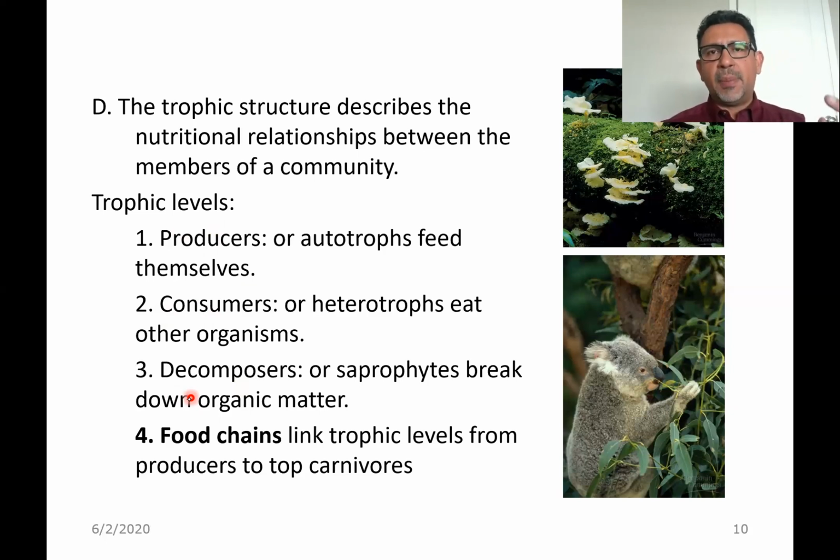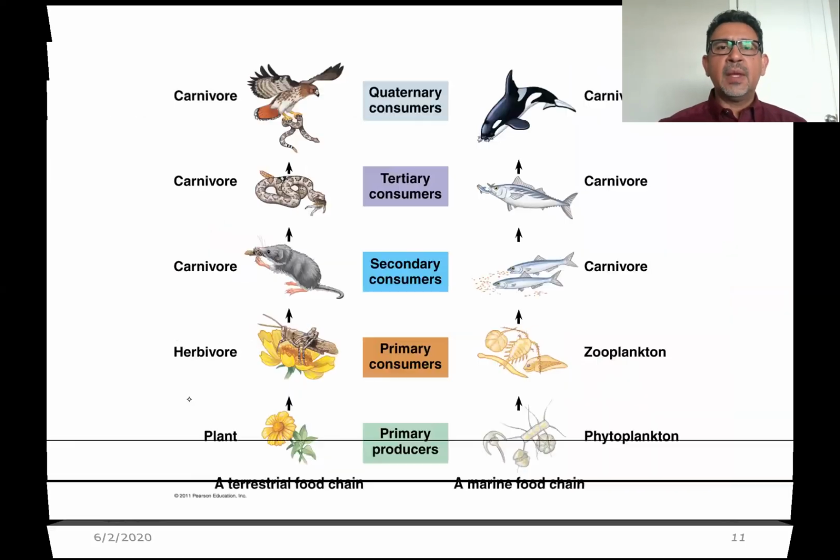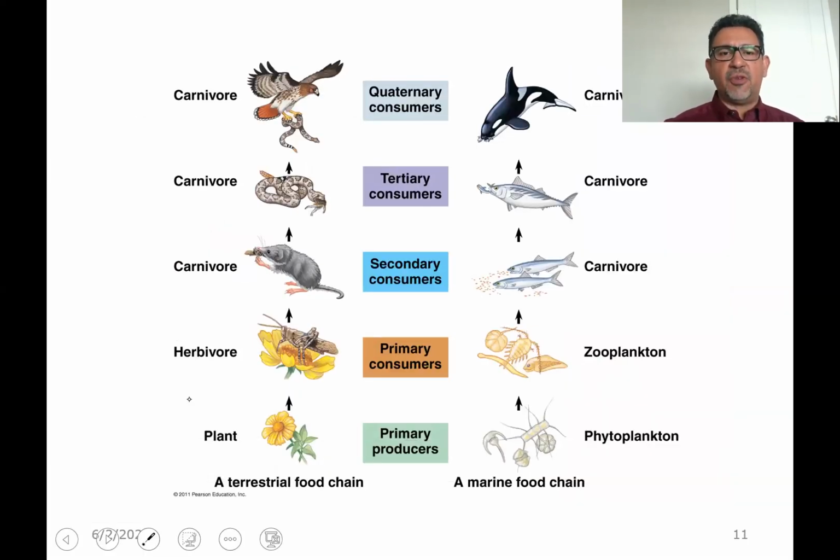They're an important part of the diversity of the community. And how we can show the energy flow can be with these food chains. You can see a terrestrial food chain where a plant, like a wildflower, provides food for an insect, the herbivore, which feeds on the plant. That's also known as a primary consumer because it feeds on the primary producer. Then this insect can be eaten by a carnivore, like this rodent you see here. That's going to be a secondary consumer because it feeds on the primary consumer.